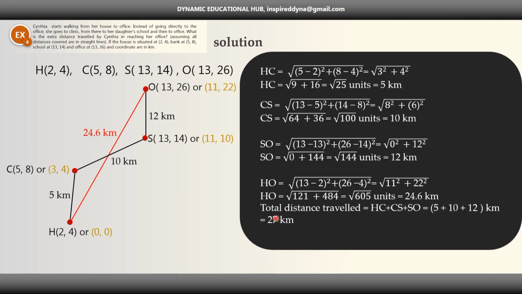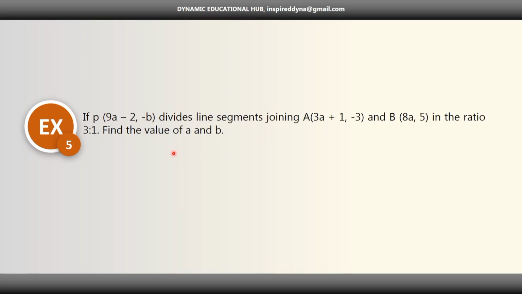The supposed distance is 24.6. So the distance saved will be what? Now 27 kilometer minus 24.6 kilometer, which is 2.4 kilometers. So the distance saved is 2.4 kilometers. So let's solve the next question, which is: if P(9a minus 2, minus b) divides the line segment joining A(3a plus 1, minus 3) and B(8a, 5) in the ratio 3:1, find the value of a and b.